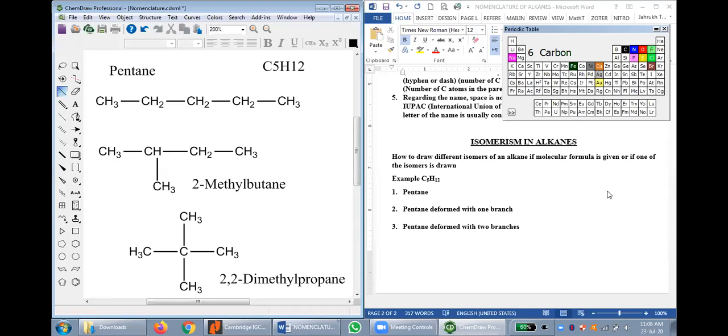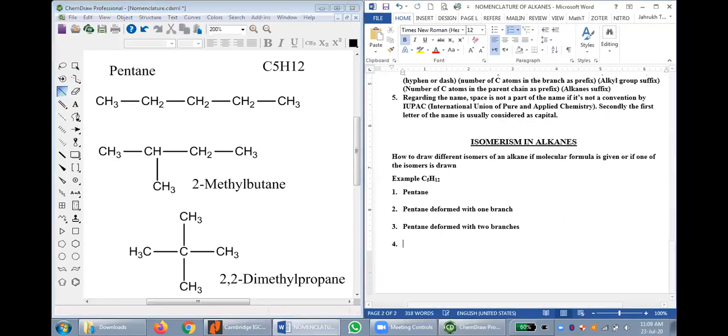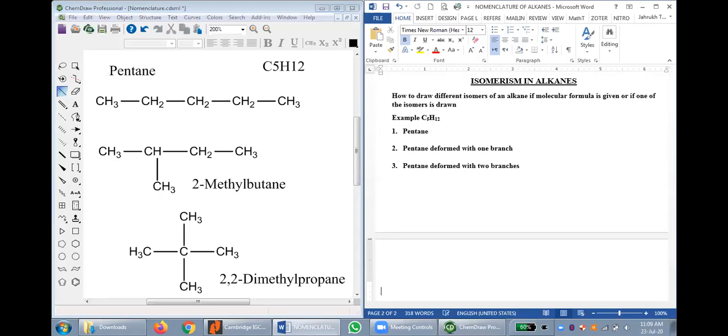The first one is pentane. The second one, in which pentane is deformed with one branch, is actually 2-methylbutane. And the third one, in which we are deforming it with 2 branches, will become 2,2-dimethylpropane. Is it understandable for everyone? If you have questions, please ask. If not, then concluding it over here.